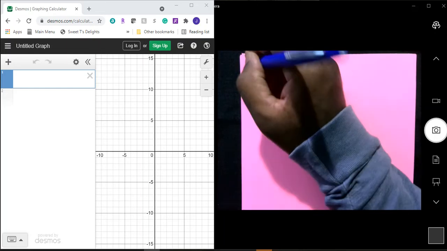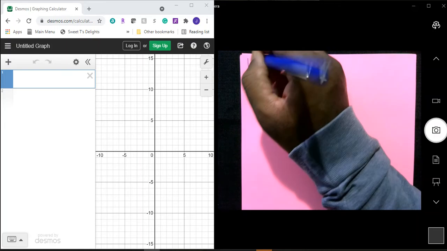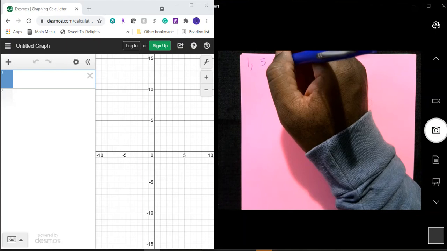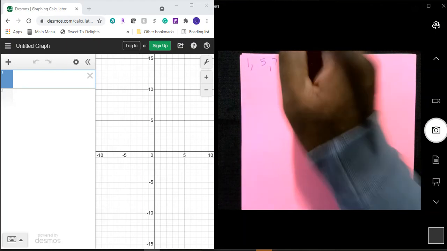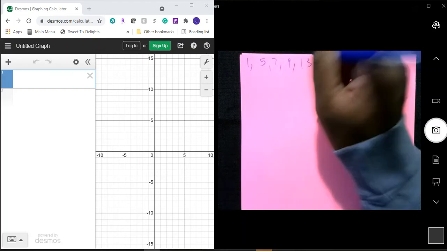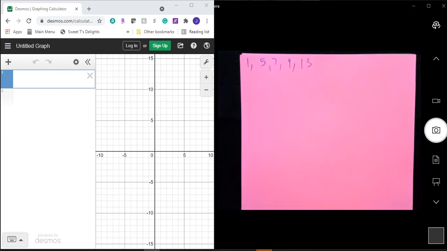Okay, section 4.1 is on pages 399 to 402, and we have problems 1 through 13 odd. I am going to do problems 1, 5, 7, 9, and 13. Okay, these will be the problems I will cover from 4.1.